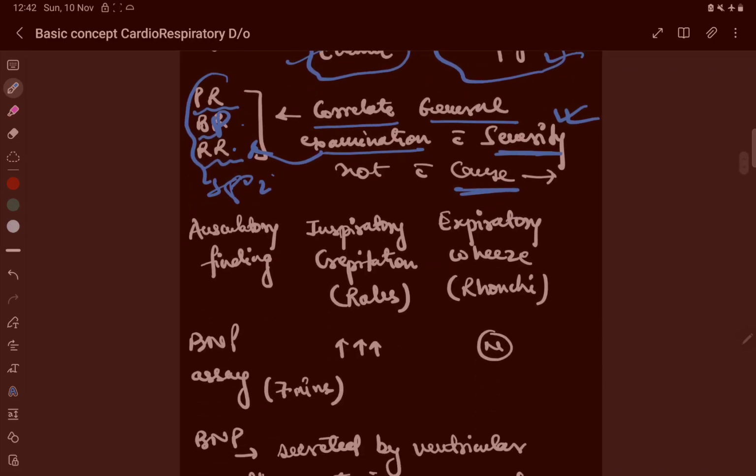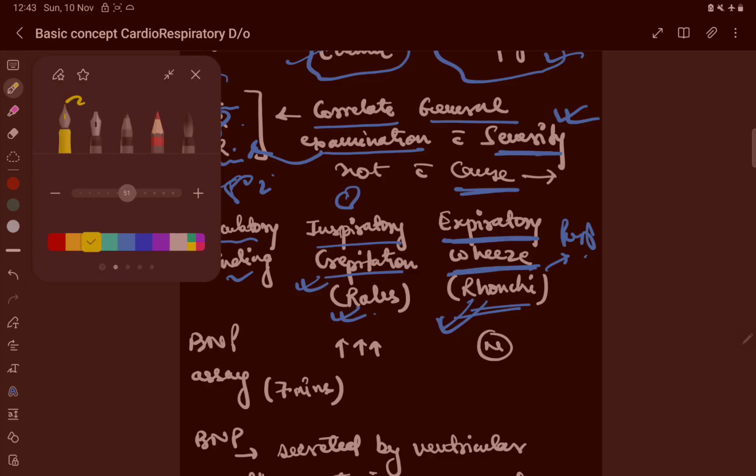Okay, now in the inspiratory crepitations there will be rales. So inspiratory crepts, I said the crepts will be present, it's called rales. So in auscultatory findings, rales will be found in case of cardiac cause, and there will be expiratory wheezing. So in asthma there is wheezing, so expiratory wheezing or rhonchi is present in the respiratory cause of breathlessness.